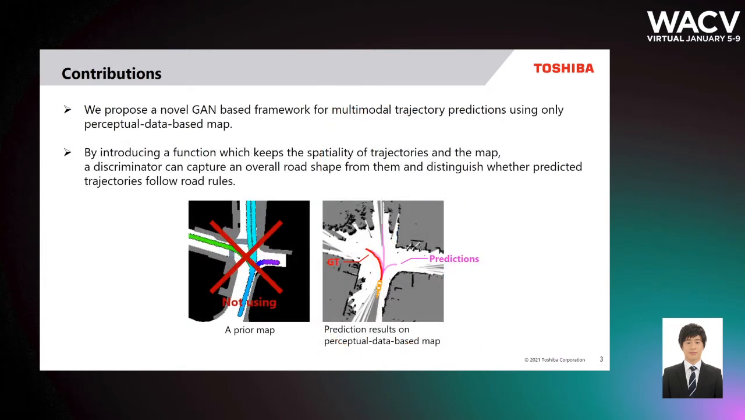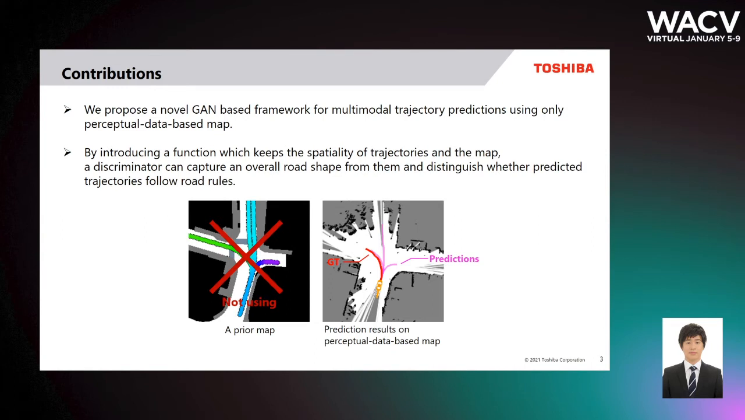This slide shows our contribution. We propose a novel GAN-based framework for multimodal prediction using only a perceptual data-based map. We introduce a function which can keep the spatiality of the trajectory and the map in a discriminator. So the discriminator can capture the overall road shape from them and distinguish whether the predicted trajectory follows road rules.